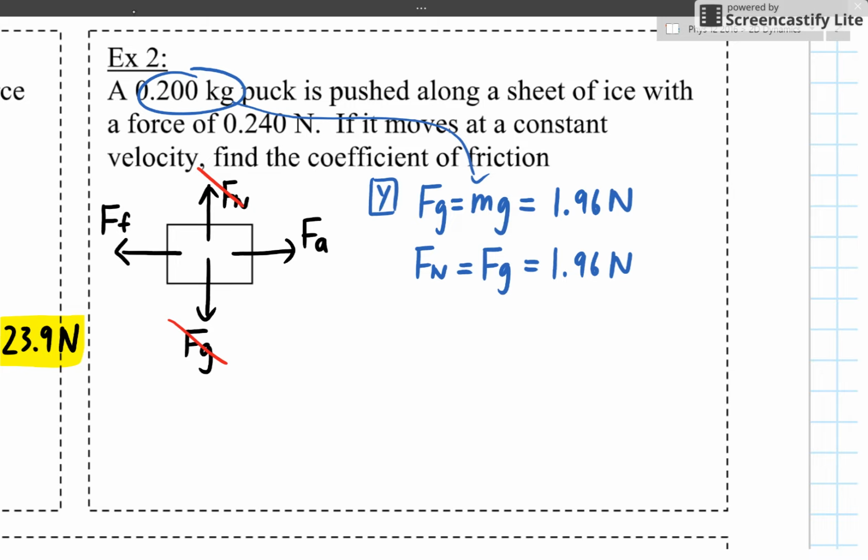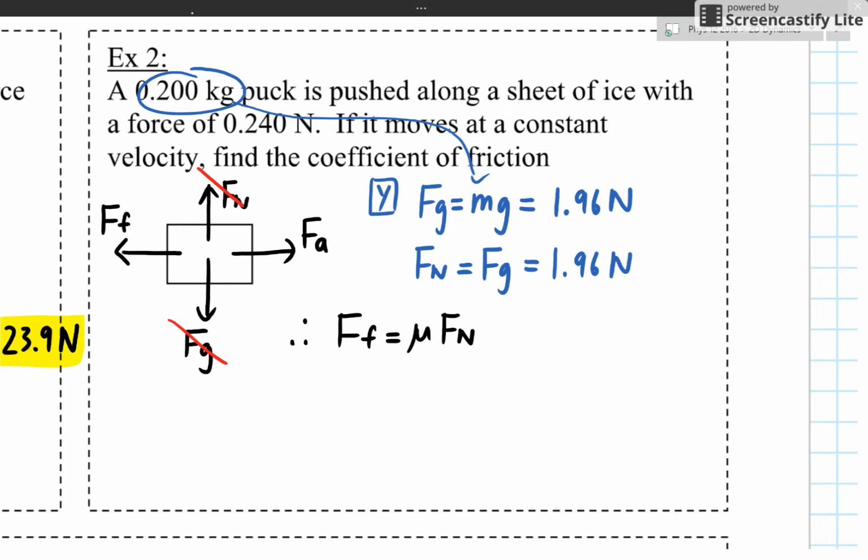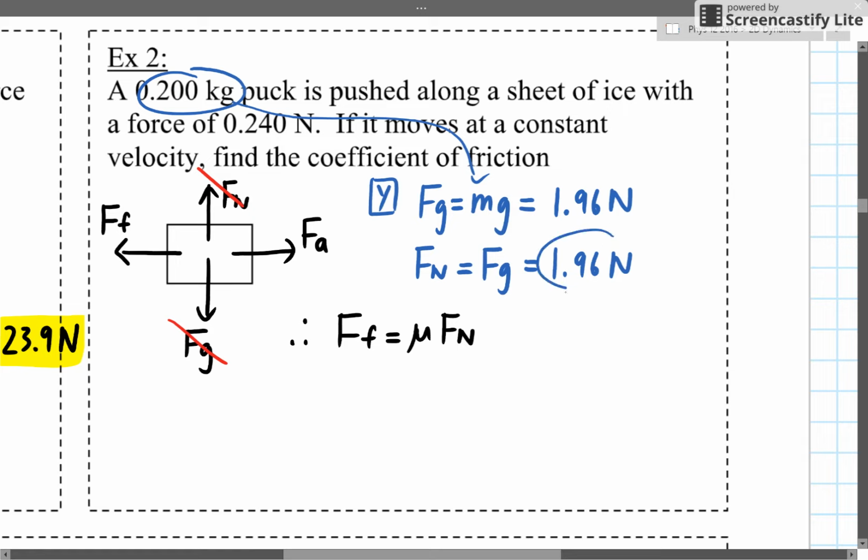Okay, so then once we have that, we can find out what friction is. So we say, therefore, friction must be mu Fn. Well, but then here's the problem. We don't have mu. So we need something else. We have normal force now, which is 1.96, but I need friction from another way. So we're going to look at the x direction then.